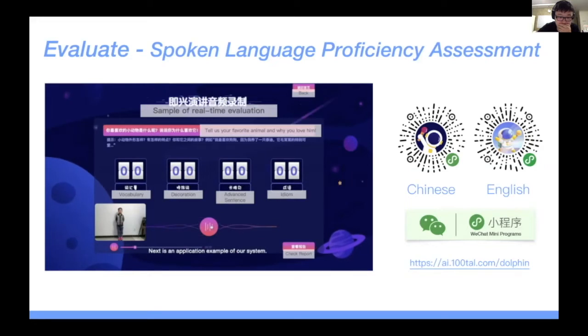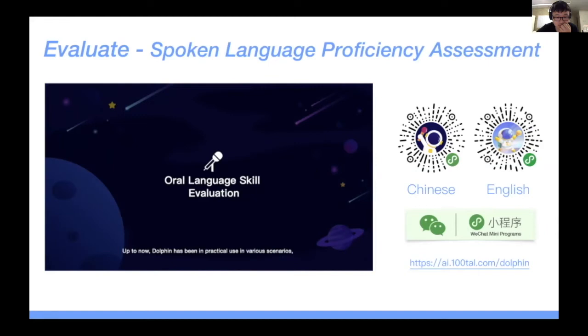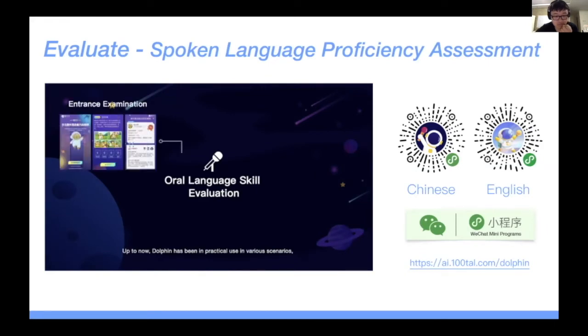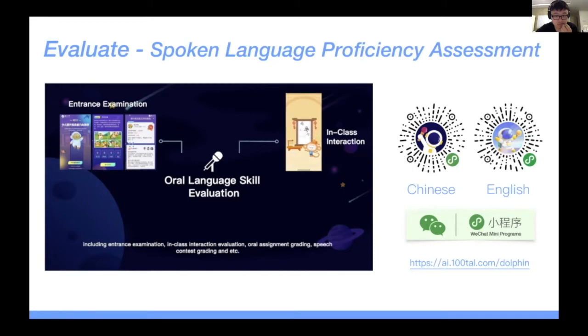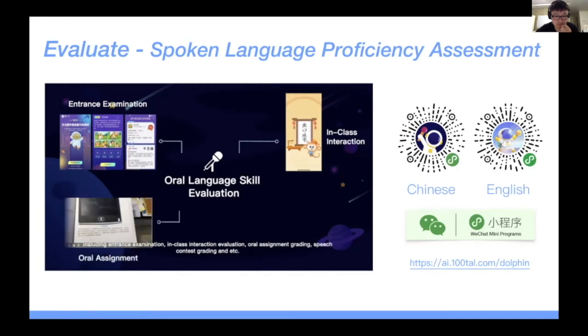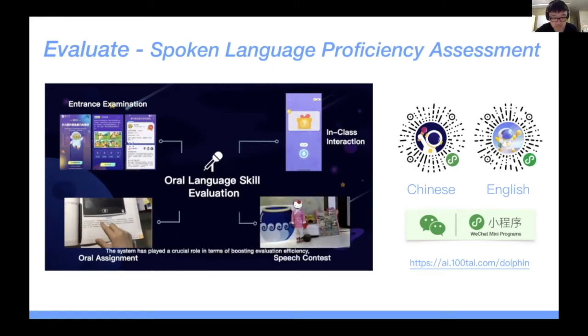Next is an application example of our system. This time, Jack is recording himself speaking, while the system does real-time analysis and captures his highlights. As you can see, when Jack said a Chinese idiom, which means jumping around, the interactive interface gave feedback in time to encourage him. Up to now, Dolphin has been in practical use in various scenarios, including entrance examination, in-class interaction evaluation, oral assignment grading, speech contest grading, and etc. The system has played a crucial role in terms of boosting evaluation efficiency and also brought rich and intelligent interactions in education.